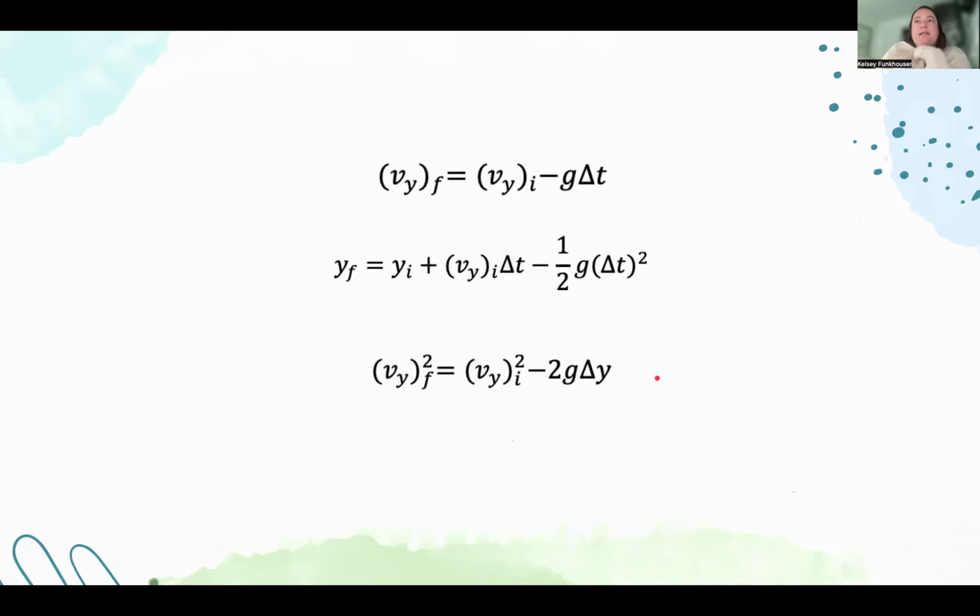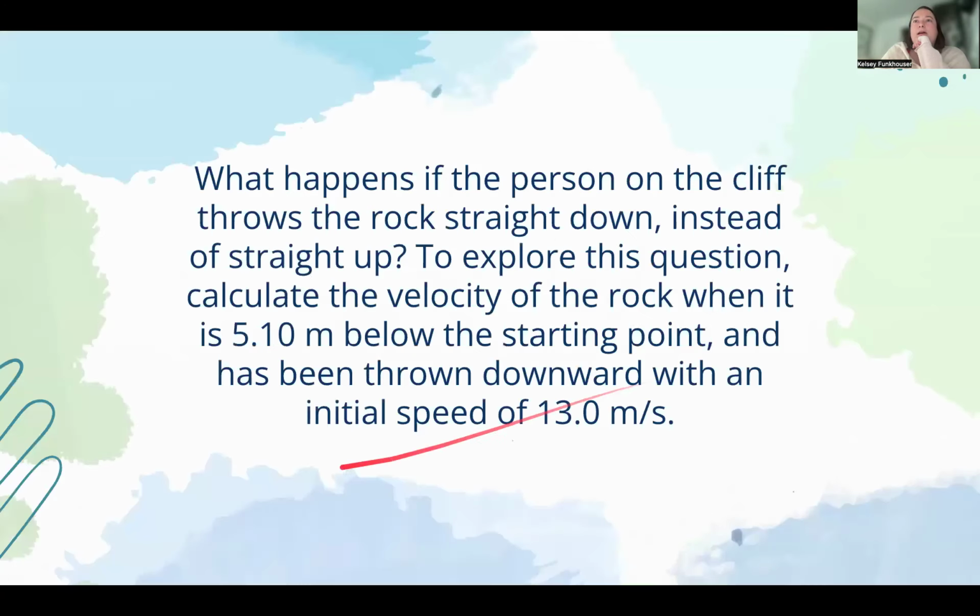So now we're going to do an example of this, and then a complicated horizontal motion example. Here is, I'll read you the problem real quick. What happens if a person on a cliff throws the rock straight down instead of straight up? To explore this question, calculate the velocity of the rock when it is 5.10 meters below the starting point and has been thrown downward with an initial speed of 13 meters per second. Yeah, let's work on this example.